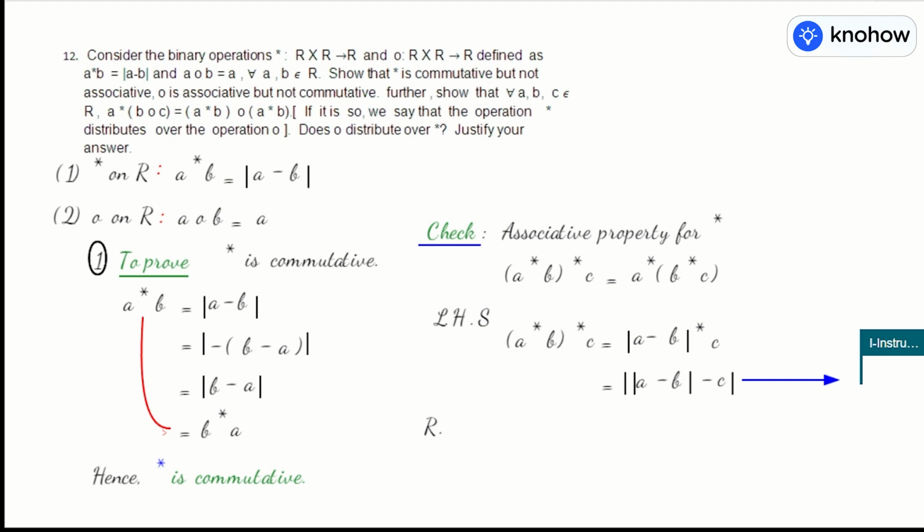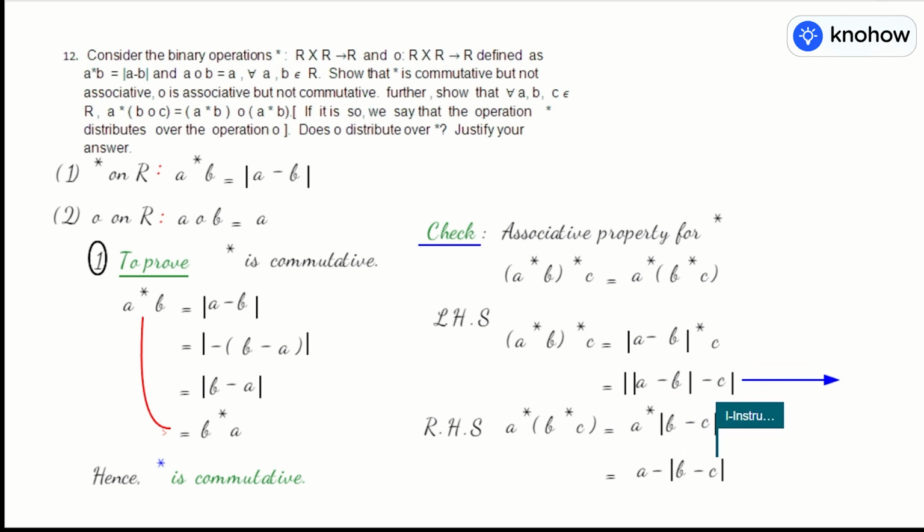And now take right hand side for associative property, that is A star B star C. It will be A star modulus B minus C, which will be modulus of A minus modulus B minus C. So what do you find from these two? These two are clearly not equal.